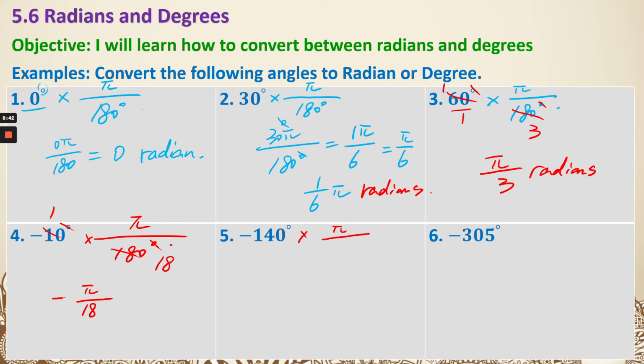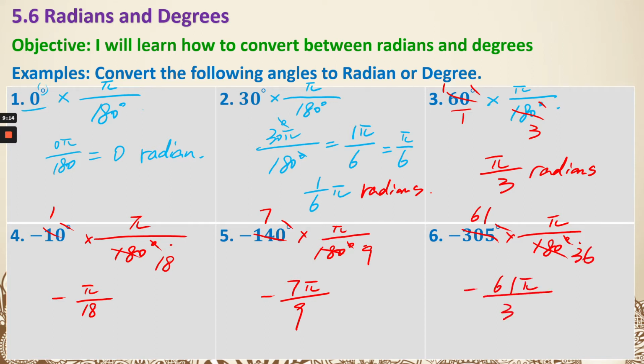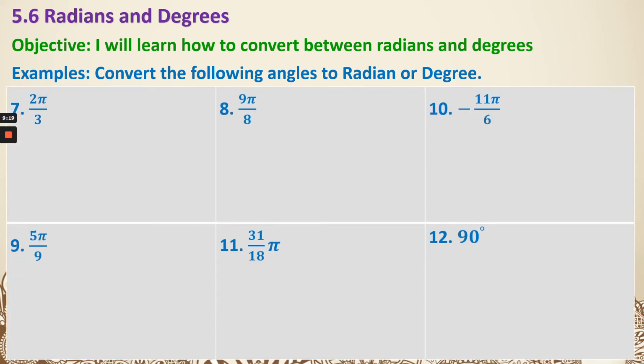Next, multiply by pi over 180 degree. Degree symbol is gone. Divide everything by 20. That's 7 on 9. So negative 7 pi over 9. That is number 5. Number 6, times pi over 180 degree, with 180 degree on the bottom, pi on the top. Degree symbol cancels. And for this one, if you want to put it together, that's 305 over 180. Well, you simplify the same way. Divide everything by 5. 305 divided by 5 is 61. 180 divided by 5 is 36. So negative 61 pi over 36. That is number 6.